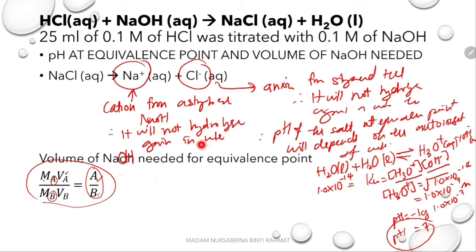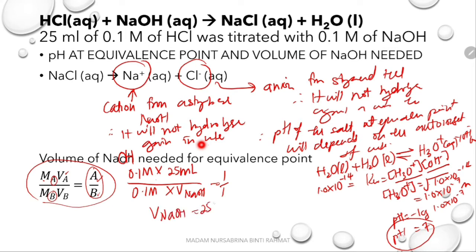So the molarity of my acid is 0.1 molar. Volume is 25 milliliters, over. I'm using 0.1 molar of my NaOH as well. So V of NaOH equals 1 over 1. So by cross multiplication, you will get V of NaOH to be 25 milliliters. So my equivalence point will be reached when I add 25 milliliters of my NaOH.